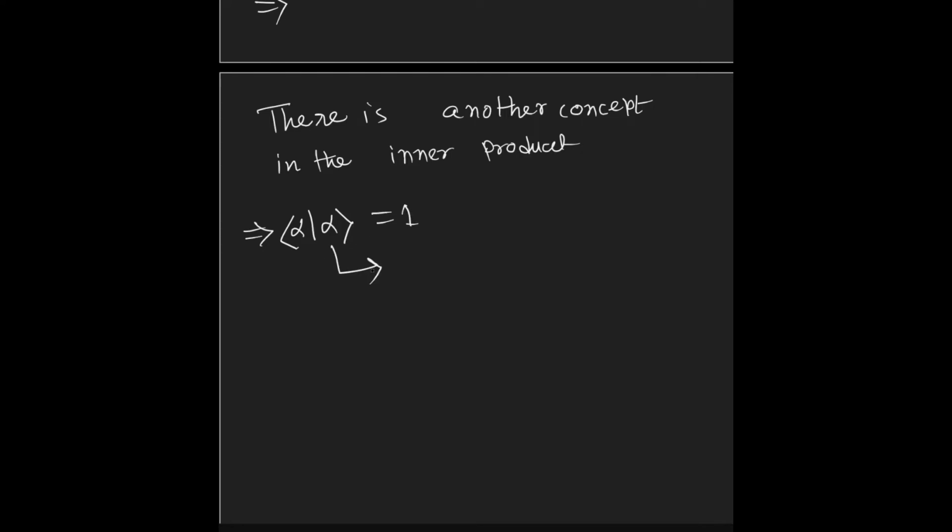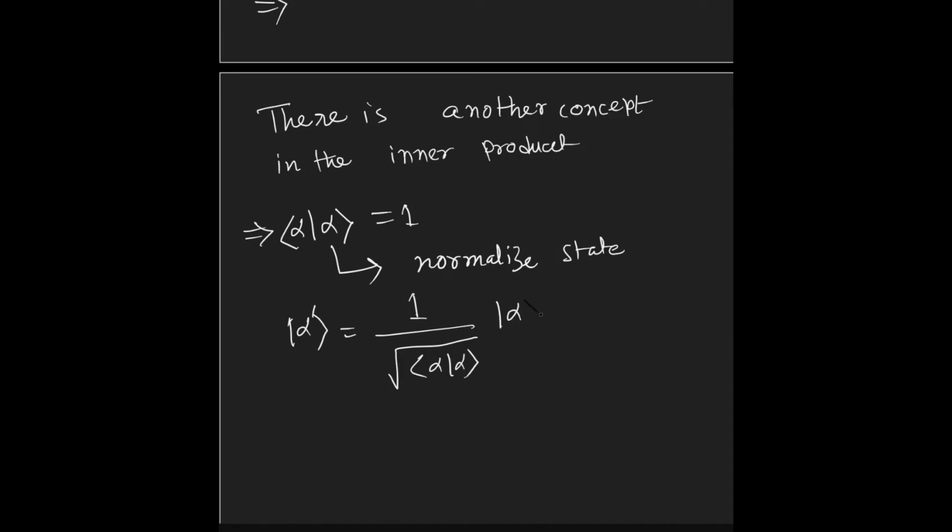There is another concept in this inner product, which is normalization. If the inner product of alpha with itself equals 1, the state is called a normalized state. If any state is not normalized, then we can normalize it by dividing by this normalizing factor. This is nothing but an inner product.